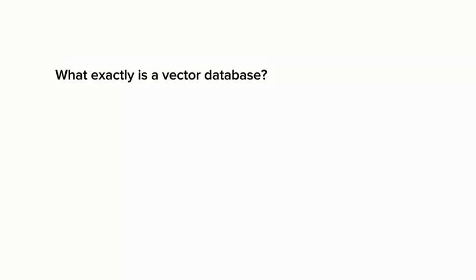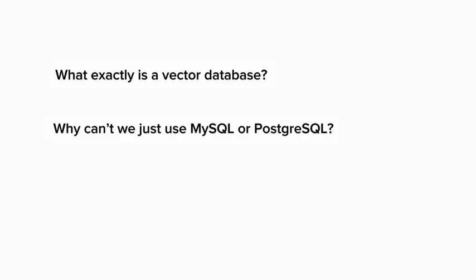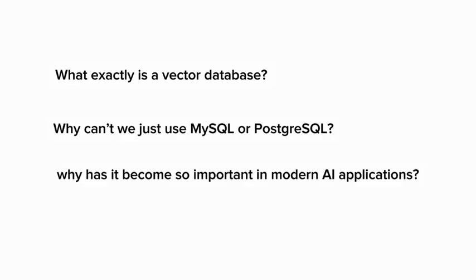Imagine that your AI chatbot has access to over 100,000 documents. So when you ask it a question, how is it instantly able to fetch the correct document and answer your question? The answer is a vector database. What exactly is the vector database? Why can't we just use MySQL or PostgreSQL? And why is it so important in AI applications nowadays?